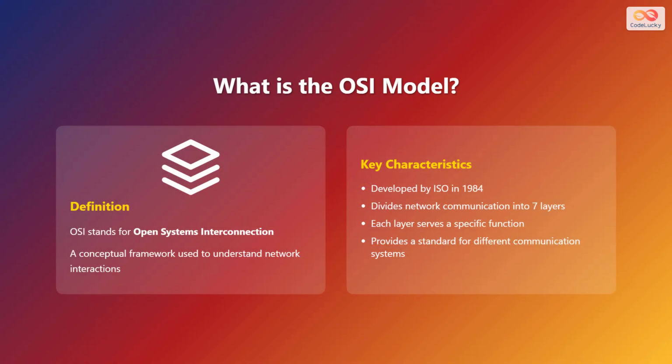So, what exactly is the OSI model? OSI stands for Open Systems Interconnection. It is a conceptual framework that is used to understand network interactions. It was developed by the International Organization for Standardization, or ISO, in 1984. It divides network communication into 7 distinct layers, each serving a specific function. This model provides a standard for different communication systems to work together.